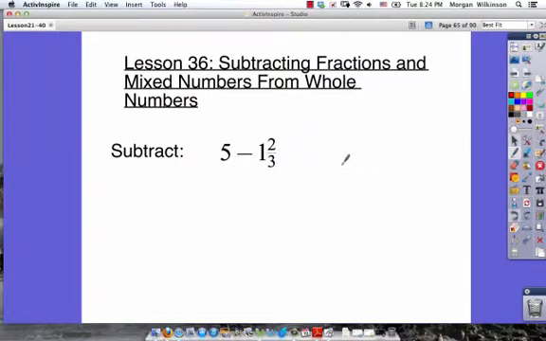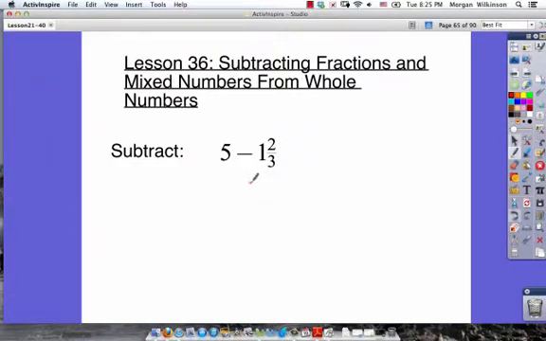Lesson 36 is about subtracting fractions and mixed numbers from whole numbers. And our problems are going to look something like this. What we need to do is subtract, and we have 5 minus 1 2/3. So we've got our whole number, and we're taking away a mixed number from that.